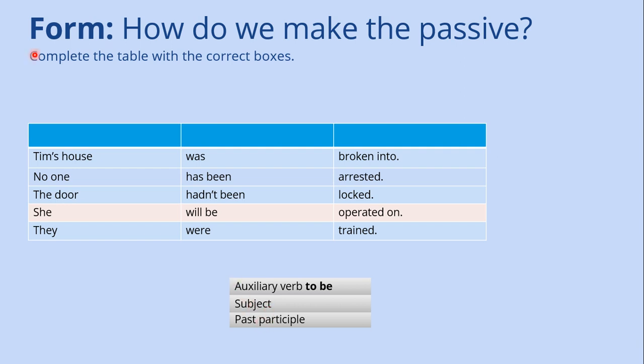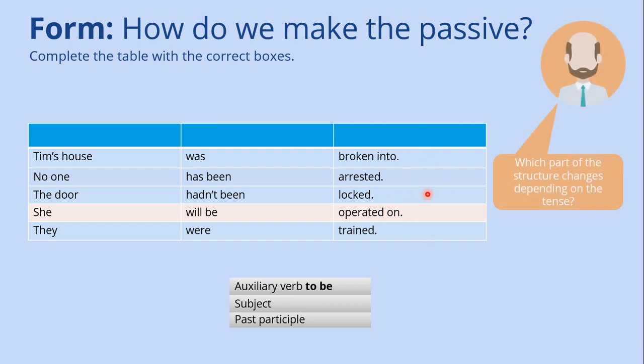I guess you know the subject is this, right? And then the auxiliary verb is this. And this is all the past participle. So those are the positions, right? Which part of the structure changes depending on the tense? Just this, right? The auxiliary verb, the verb to be, changes based on the tense: past, present perfect, past perfect, future simple, and simple past.